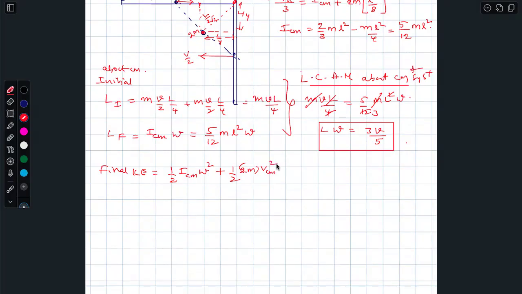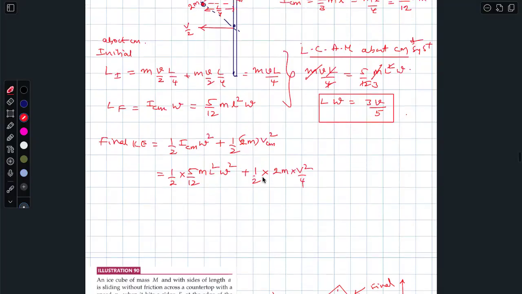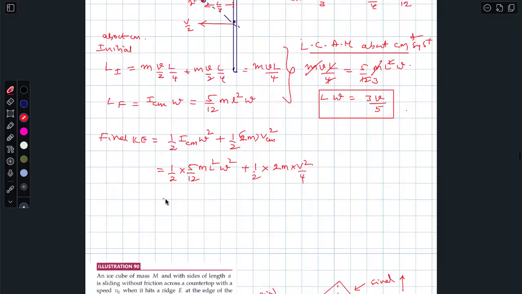That's it. That is the final K. Help me once. Half into I CM, 5/12 ml square omega square, half 2m. Velocity of center of mass is v/2, so v square by 4. Now L omega, what you said earlier.